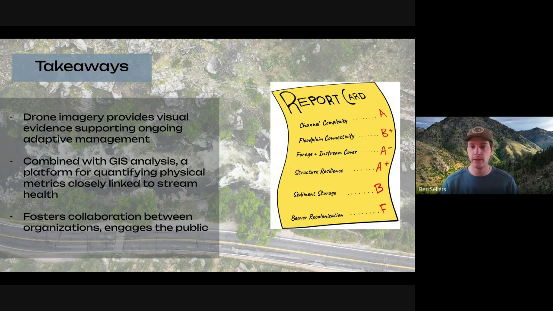So I'll just leave you with a couple takeaways. Hopefully I helped illustrate how drone imagery can provide visual evidence supporting ongoing adaptive management. Combining this data with GIS gives you a platform for quantifying physical metrics closely linked to stream health and start to pick apart how restoration is impacting the ecology of these sites. And I think drone imagery really can be helpful for fostering collaboration between organizations and engaging the public to maximize the benefit of restoration on the landscape.